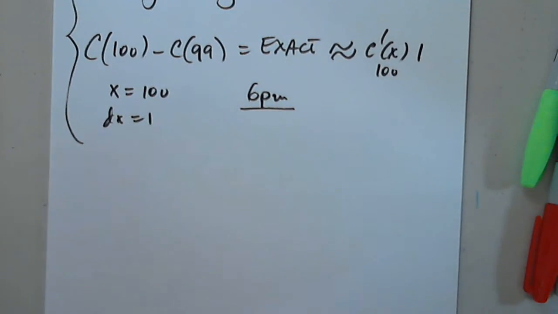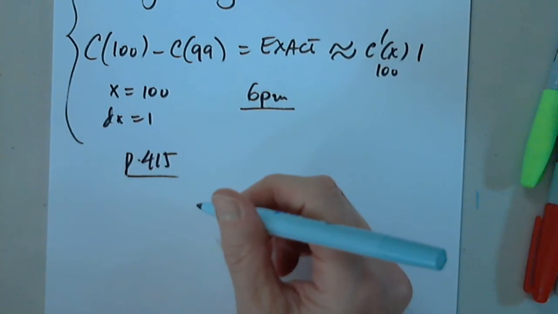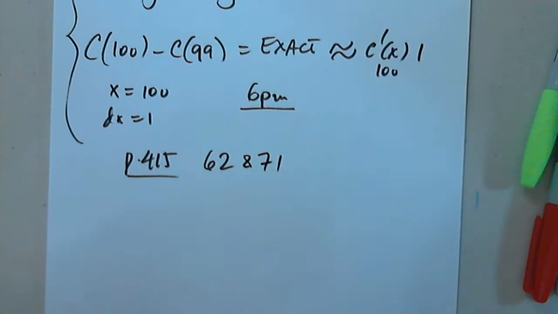Page 415. Numbers 62 and 71. Very good. So let's take a look. 415. Okay, got it. 62.